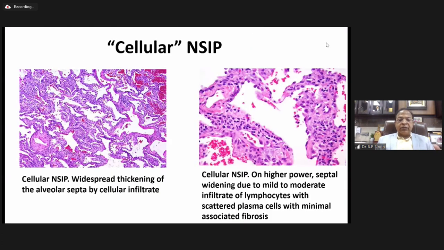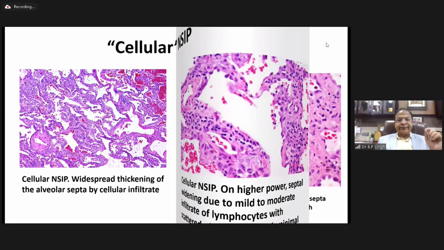If you look at the cellular NSIP, there is a widespread thickening of the alveolar septa by cellular infiltrate. On high power, the septal widening is due to a mild to moderate infiltrate of lymphocytes with scattered plasma cells with minimal associated fibrosis.